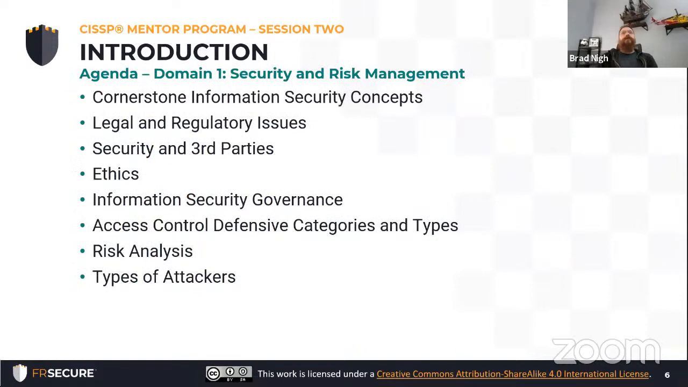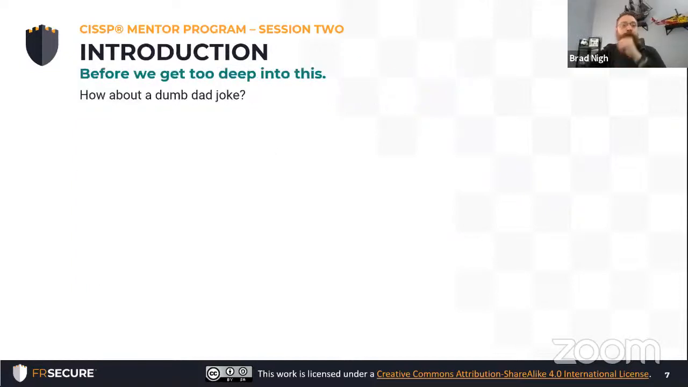What we're going to cover: the cornerstone information security concepts, legal and regulatory issues, security and third parties, ethics, governance, access control, risk analysis, and types of attackers. Again, this is not going to align with the new release coming out, but it's still covering all the information you'll need to pass the exam.